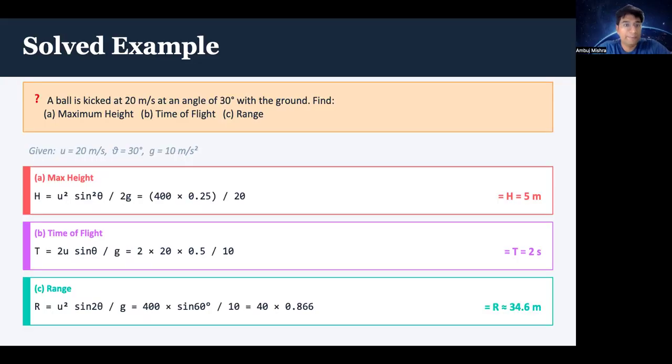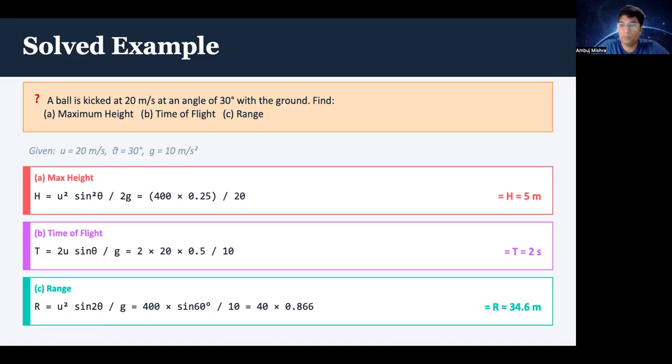Now we'll solve an example. A ball is kicked at 20 meters per second at an angle of 30 degrees with the ground. We have to find its height, time of flight, and range. So u is 20 meters per second, theta is 30 degrees, and our g, for this problem, we can take it as 10 meters per second squared for simplification of our equation. So max height, as discussed, is u squared sin squared theta upon 2g. Now you put the value of u as 20, theta as 30 degrees, and g as 10 meters per second squared, and you get height as 5 meters. Similarly, you have to use the equations for time of flight and range, and you get the results over there as well.